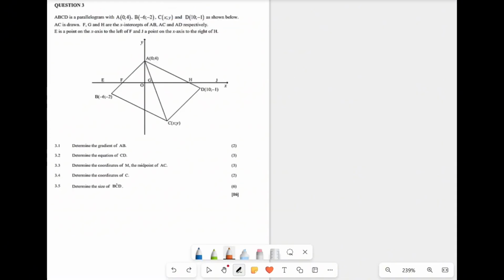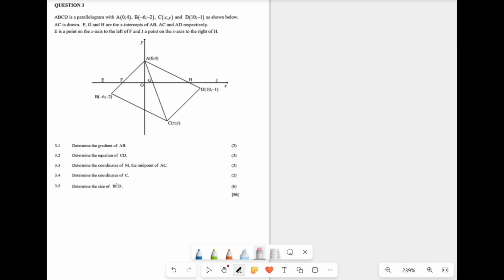All right, in this question, we are given ABCD, which is a parallelogram. So you need to remember all the properties of the parallelogram. Opposite sides are parallel, opposite sides are equal, diagonals bisect each other. So AC as well as BD, they are sharing the same midpoint. We are told that A is 0 and 4. B is -6 and -2. C is X and Y. And D is 10 and -1.